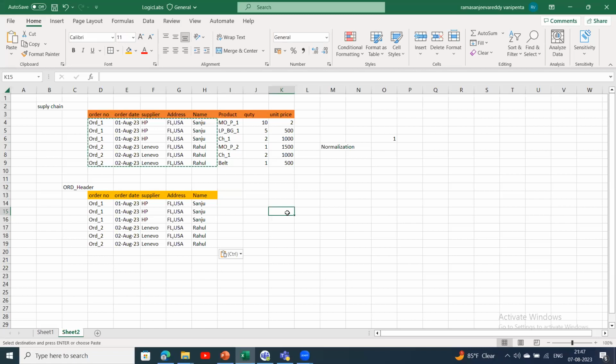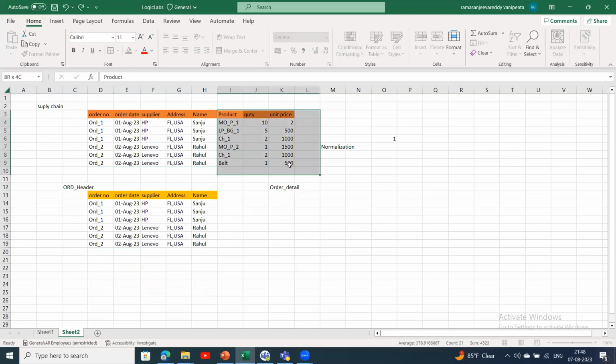See, I'm splitting this data into two separate entities, this big data into small chunks. I'm considering till here as one data, and this as another data. This one I'm naming order header. For this other data, I'm giving another name called order detail. So in order detail, I'll have this information.